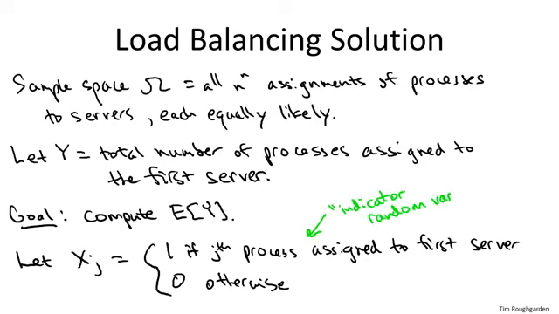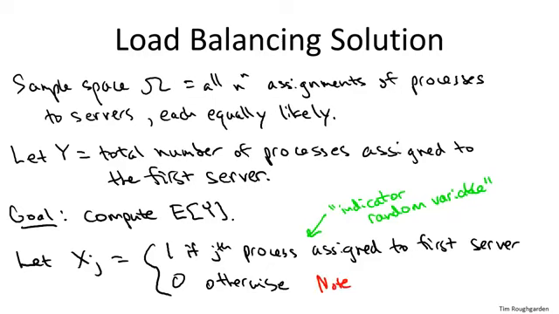Why did I make this definition? Well, observe that the total number of processes that gets assigned to the first server is simply the sum from j equal 1 to n of Xj. Xj says whether or not a given process, the jth process, is on the first server. The total number is just the sum of these over all j.